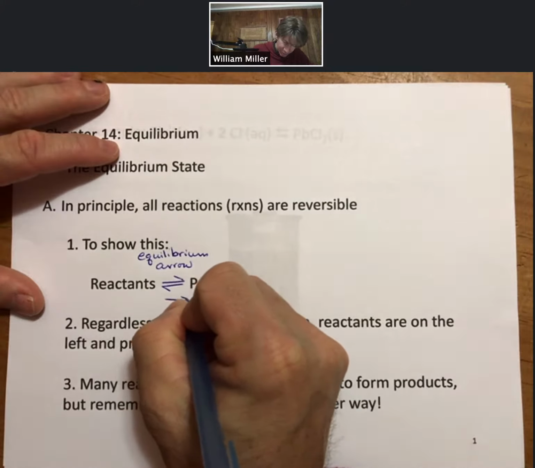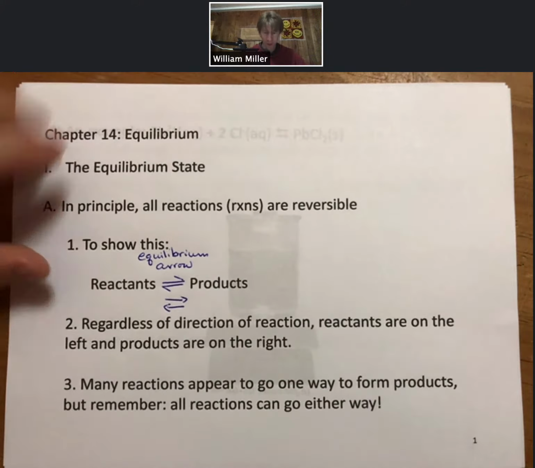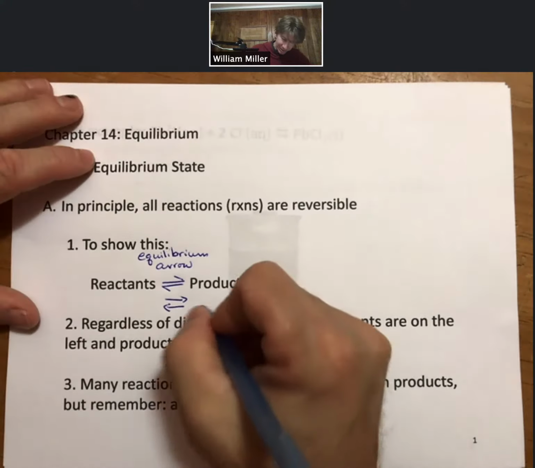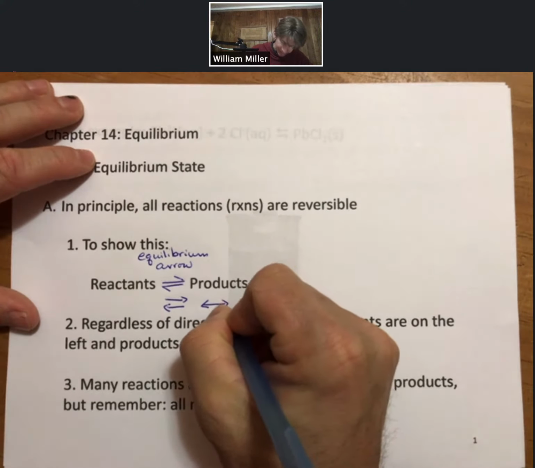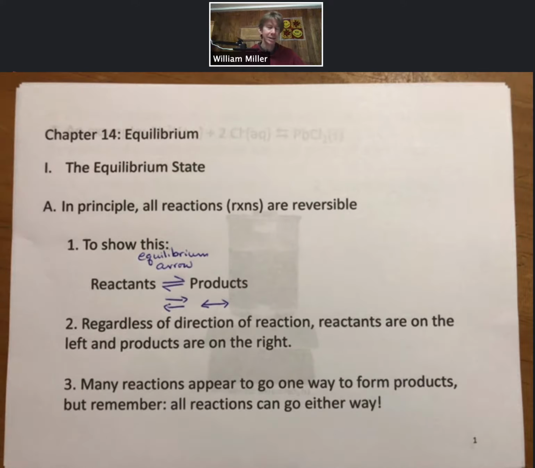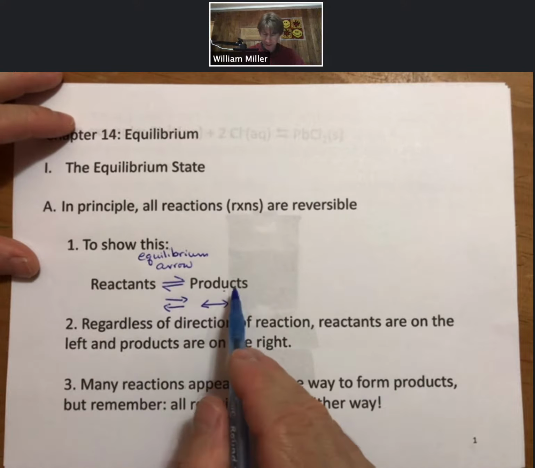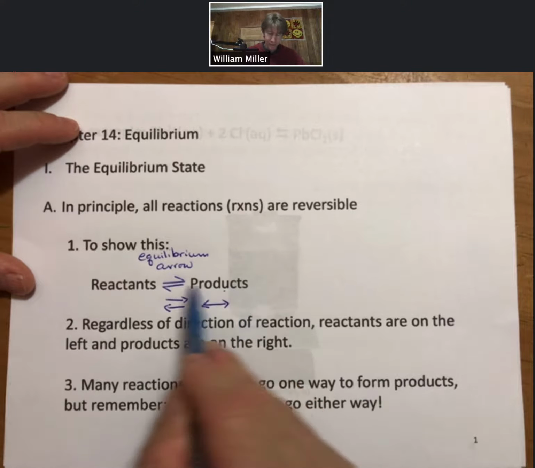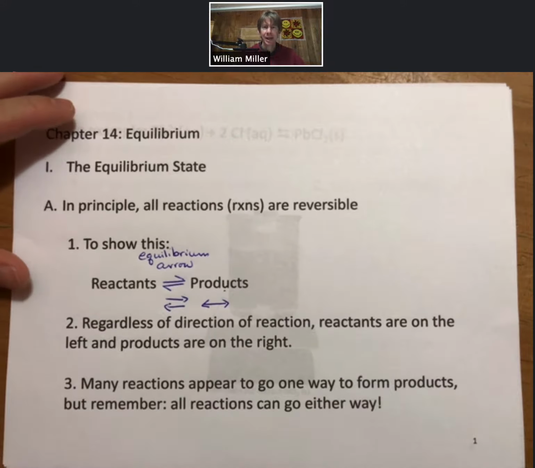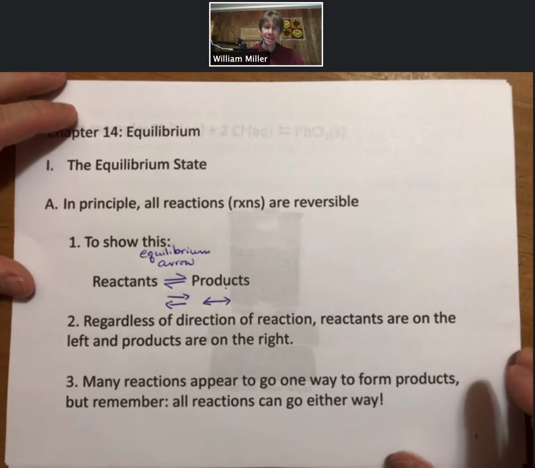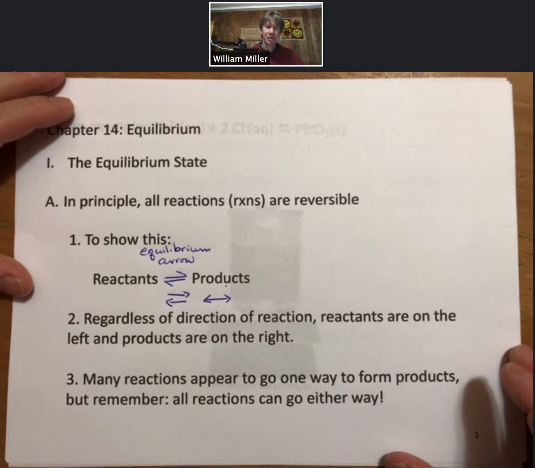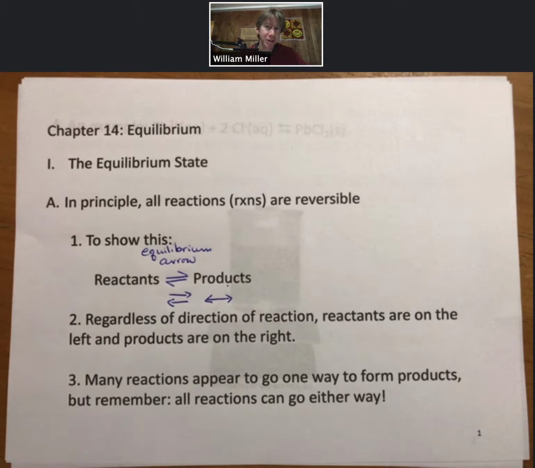Sometimes Microsoft Word and some of the programs will draw it like this. Sometimes you'll also see it like that. Anything with an arrow on both sides indicates that the reaction can go from reactants to products, and that the reaction can also go from products back to reactants. And since we are chemists, we are nothing if not control freaks, and we want to make the reaction go whichever direction we want by manipulating the reaction conditions.